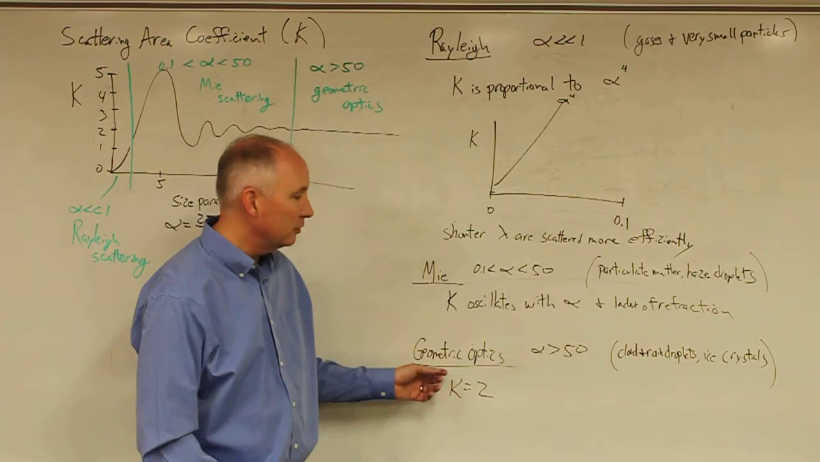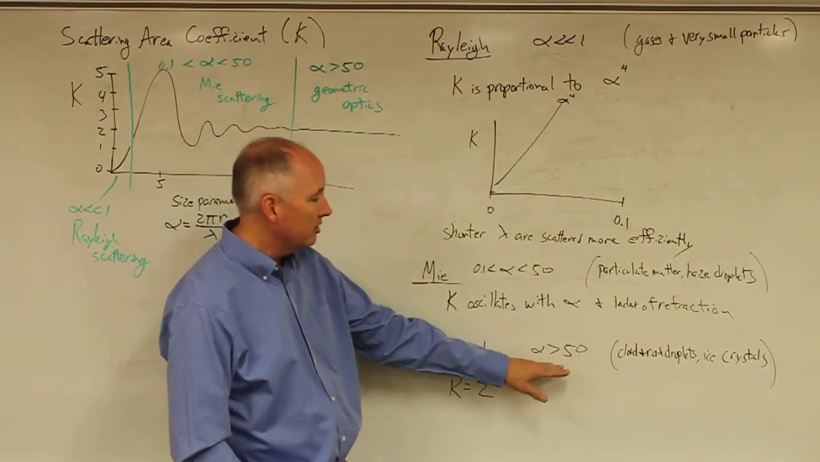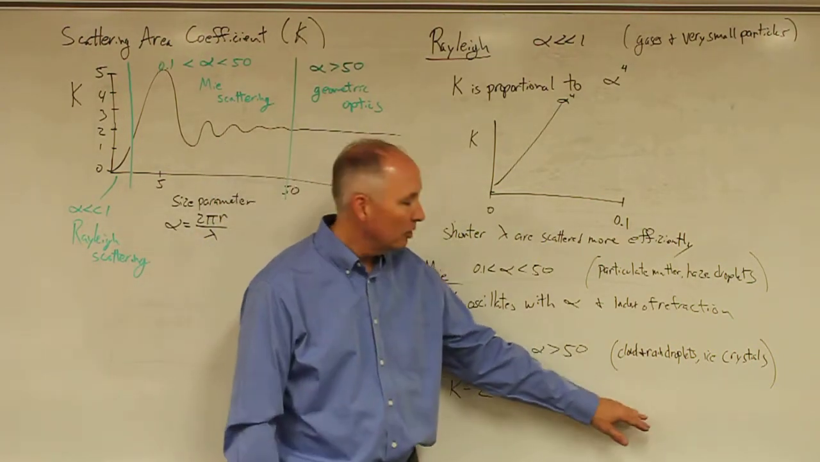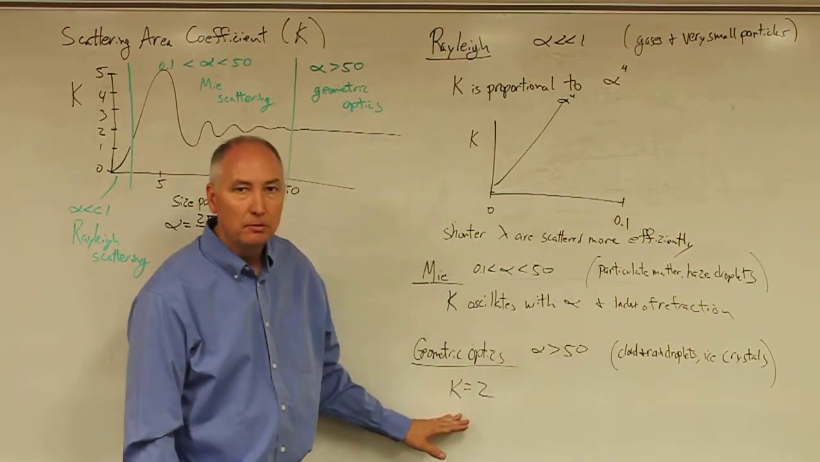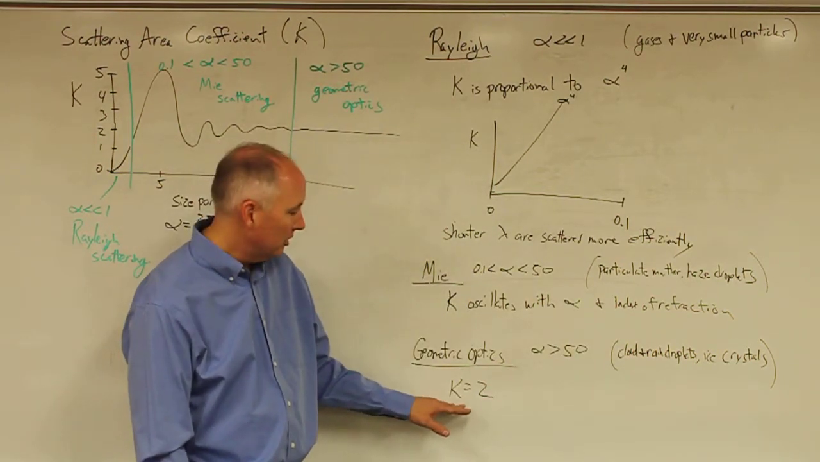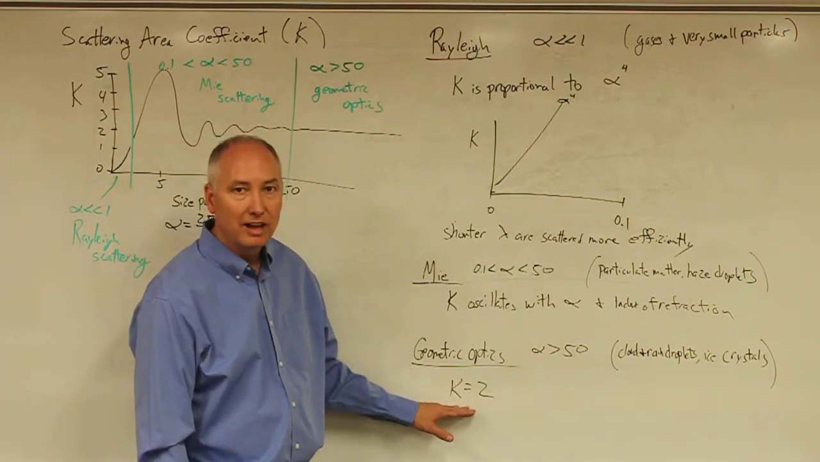It's very complicated, requiring numerical solutions or lookup tables in order to get that. By contrast, for geometric optics, when the size parameter is very large, this is appropriate for cloud and rain droplets and ice crystals. And that one's very simple, because the scattering area coefficient is just equal to a constant value of 2.